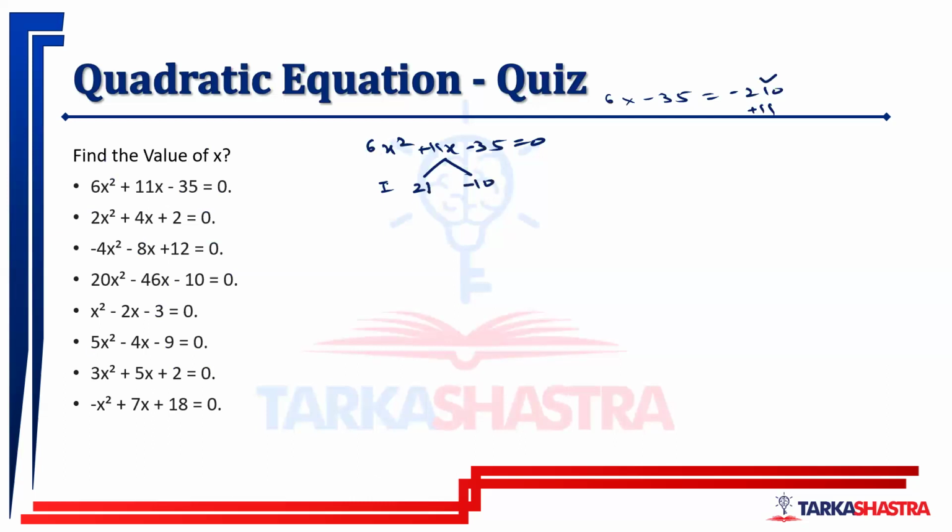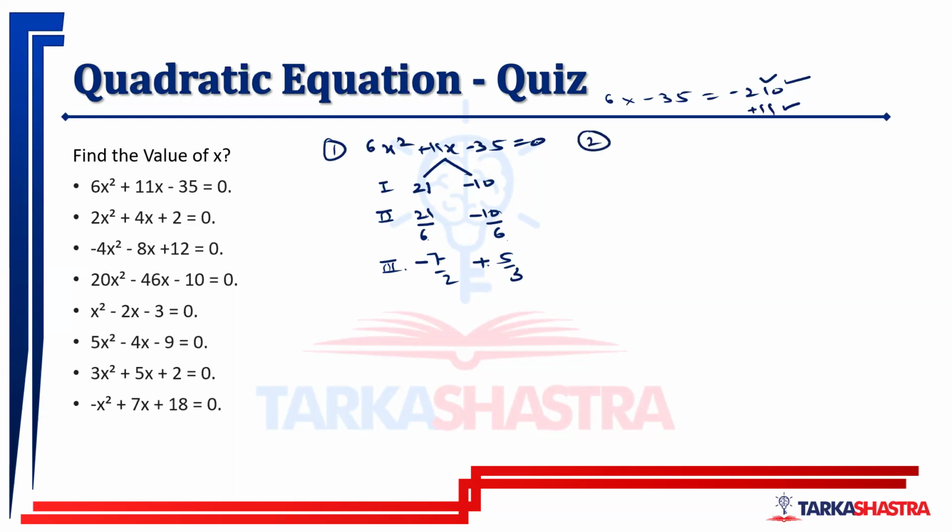Okay, the first step is very important. If you are able to solve the first step, then you are good to go. So 21 and minus 10, product is minus 210 and sum is positive 11. Second step, 21 divided by 6, minus 10 divided by 6. Third step, change the sign, minus and plus. 21 by 6 is 7 by 2. Minus 10 by 6 is 5 by 3. This was your first question.